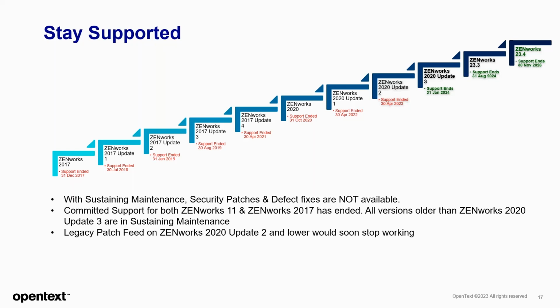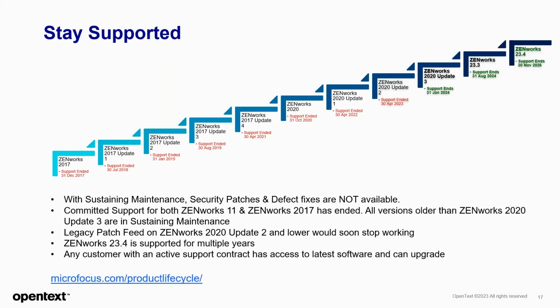Additionally, as of 31st of May 2024, the legacy patch feed present on ZENworks versions, ZENworks 2020 Update 2 or older, would stop working. Beyond this date, patch management customers would need to move to the advanced patch feed present on ZENworks 2020 Update 3 or later to continue patching their devices. Our latest release, ZENworks 23.4, is a long-term support release and is one every customer should move to. Good thing is that any customer with an active support contract has free access to the latest versions of ZENworks and can upgrade their installation to the latest version to get all the required support.